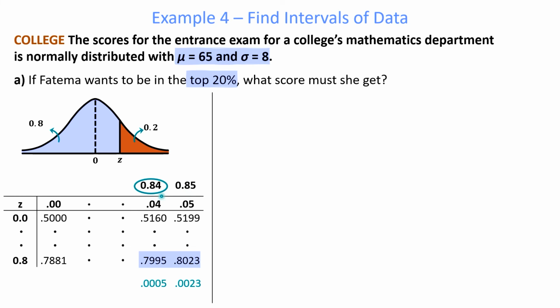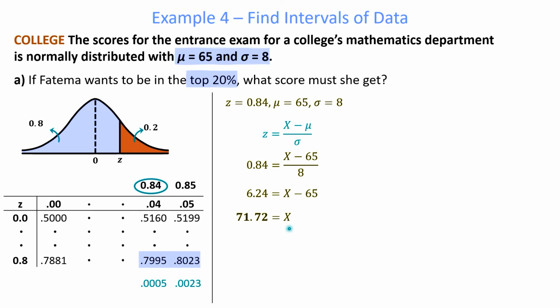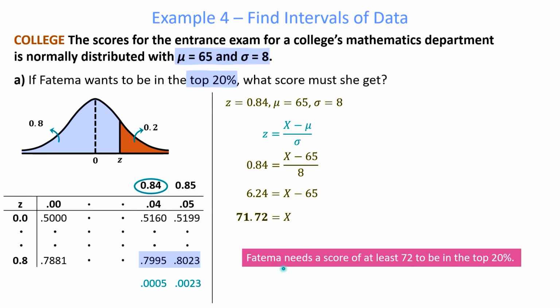So now that we've found the corresponding Z value of 0.84, we can substitute these three values into this formula like so, and then we solve for this data value x. So we begin by multiplying both sides by 8 to give us the following. Add 65 to both sides, and we've solved for the data value x. So therefore, Fatima needs a score of at least 72 to be in the top 20%.